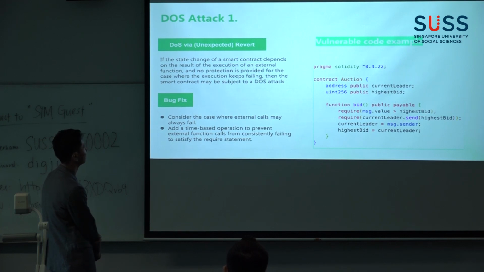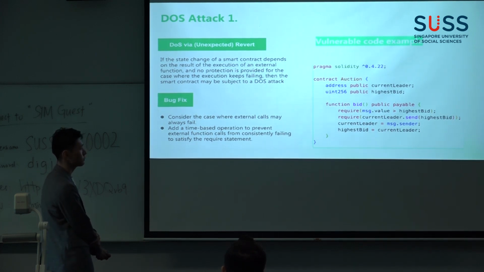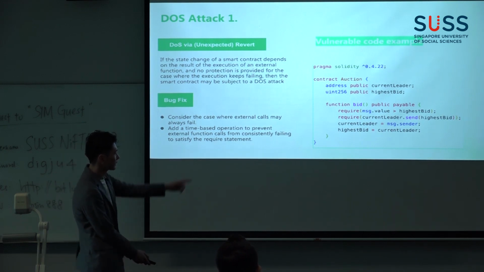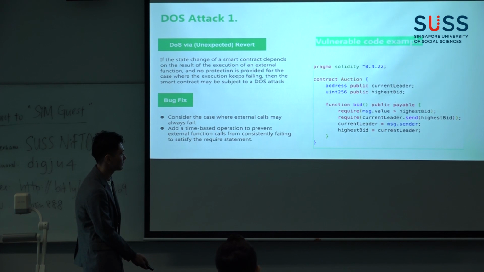This one is the first scenario, unexpected revert. If the state change of a contract depends on the result of the execution of an external function, and no protection is provided for the case where the execution keeps on failing, then the smart contract may be subject to DOS attack. So in this case, the second require statement is vulnerable.